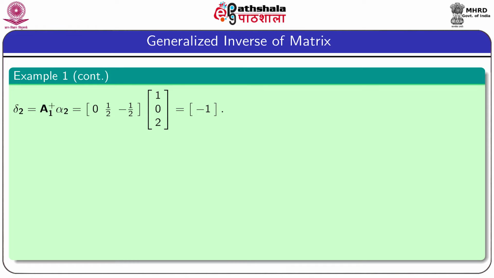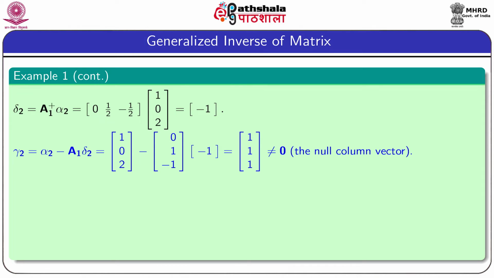Now we go to the second iteration. In the second iteration, we first calculate the vector delta 2, and delta 2 equals A1 plus into alpha 2, where A1 plus is the row vector 0, half and minus half obtained in the first step, and alpha 2 is 1, 0, 2. After multiplication of these row and column vectors, we obtain a matrix of order 1 by 1, and that is minus 1.